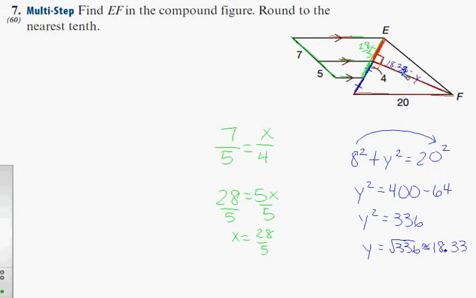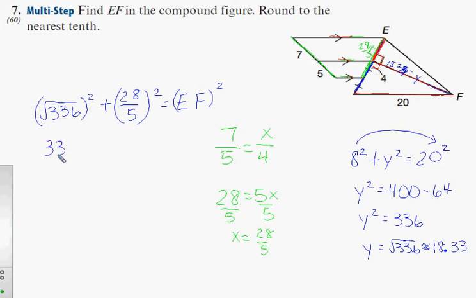All right, now we're good to go, aren't we? Do you see that we have this long leg here that we called y? We have the short leg that we called x. We can use the Pythagorean theorem. So I'm going to use the square root of 336 because then I haven't rounded anything, right? So the square root of 336 squared, right, plus 28 over 5 squared equals EF squared. So the square root of anything squared is itself, so this is 336 plus, I'm going to let you figure out what 28 over 5 squared is. 28 over 5 squared equals EF squared.